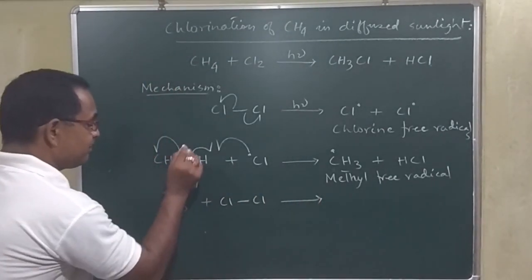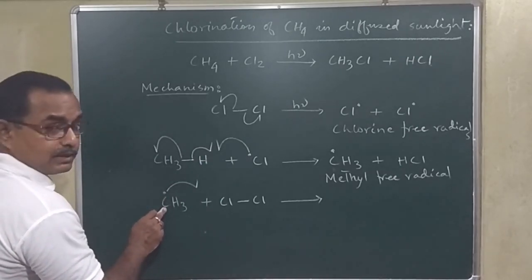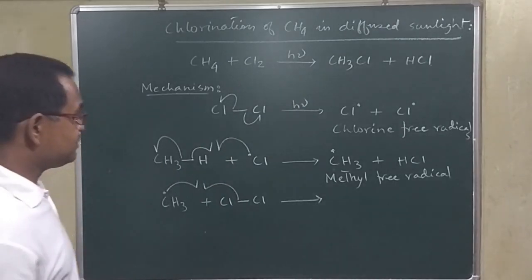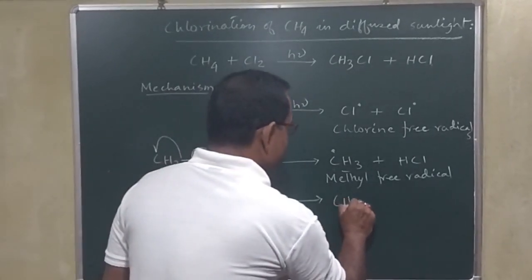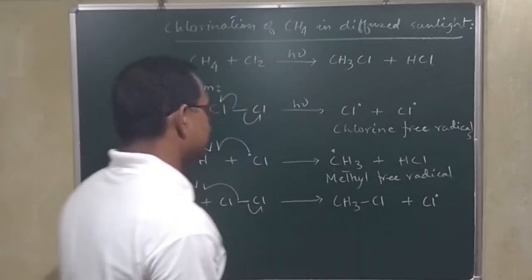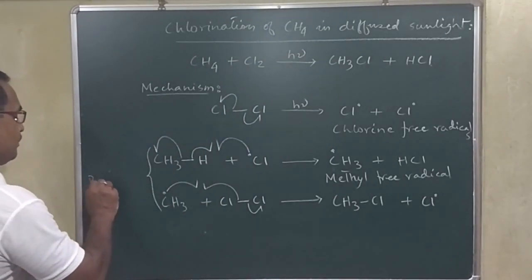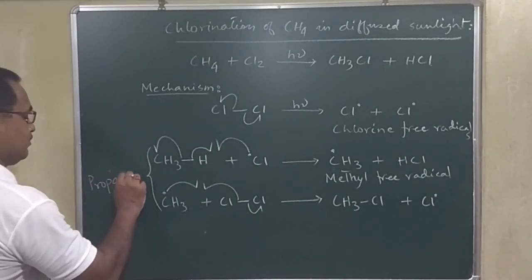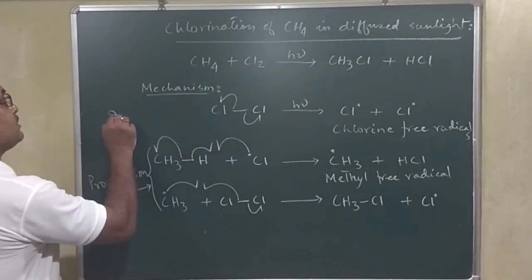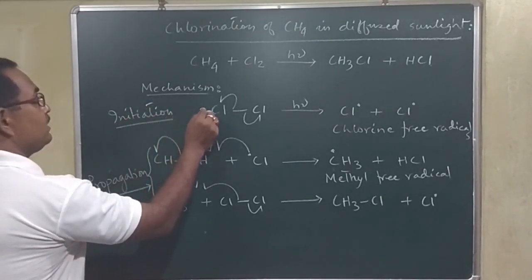Look what happens. This electron will be used by methyl group for the attack. This bond will undertake homolytic cleavage. As a result, we get CH3Cl plus Cl dot. Now these 2 steps, they are called propagation. This step was initiation.